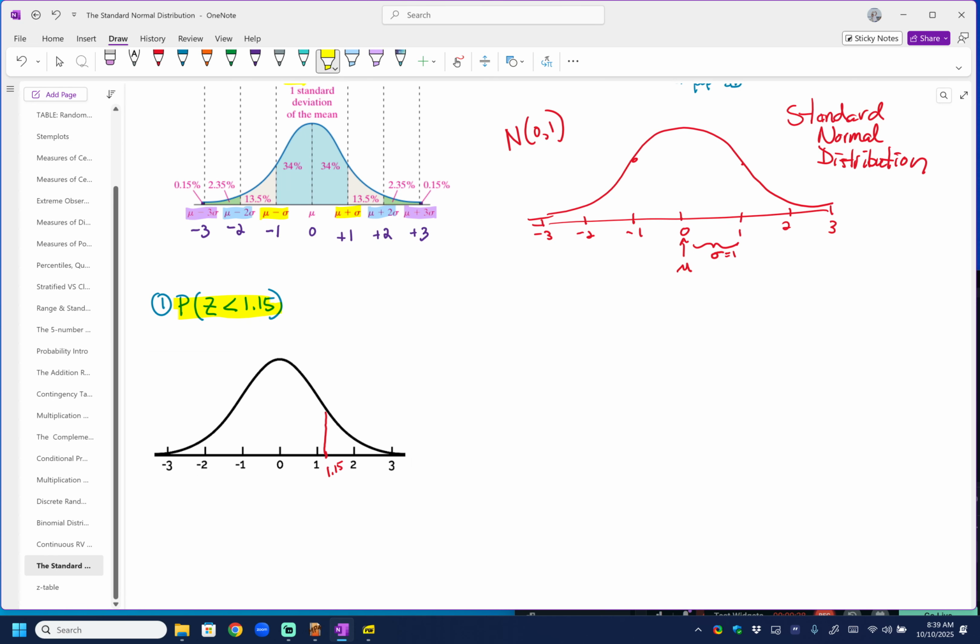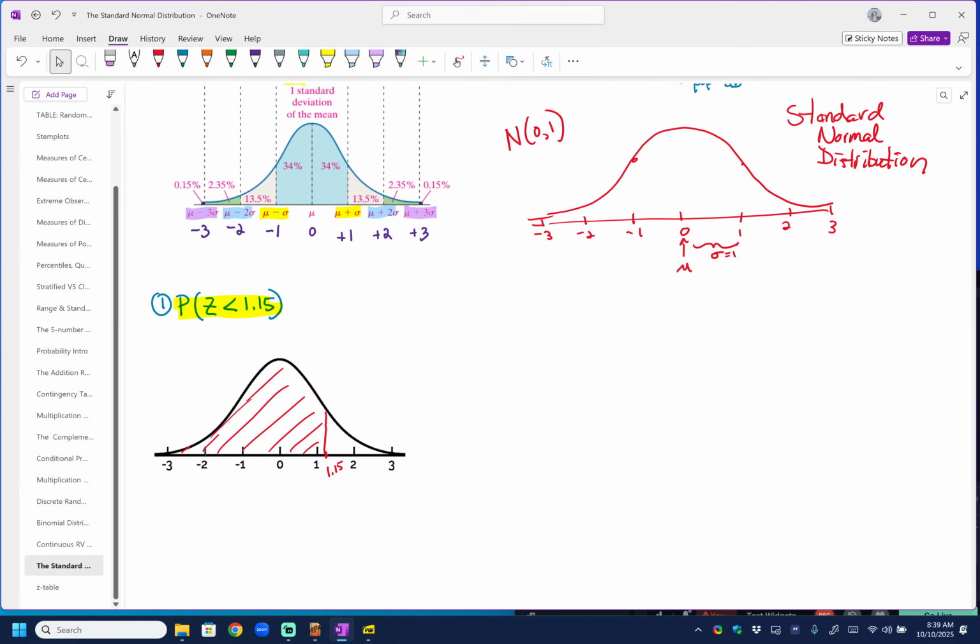And if that's the case, remember that probability and area have a synergy where they're one-to-one. So the probability of this occurring is asking for the area under the curve below 1.15. So what we can do is basically just shade in this region.